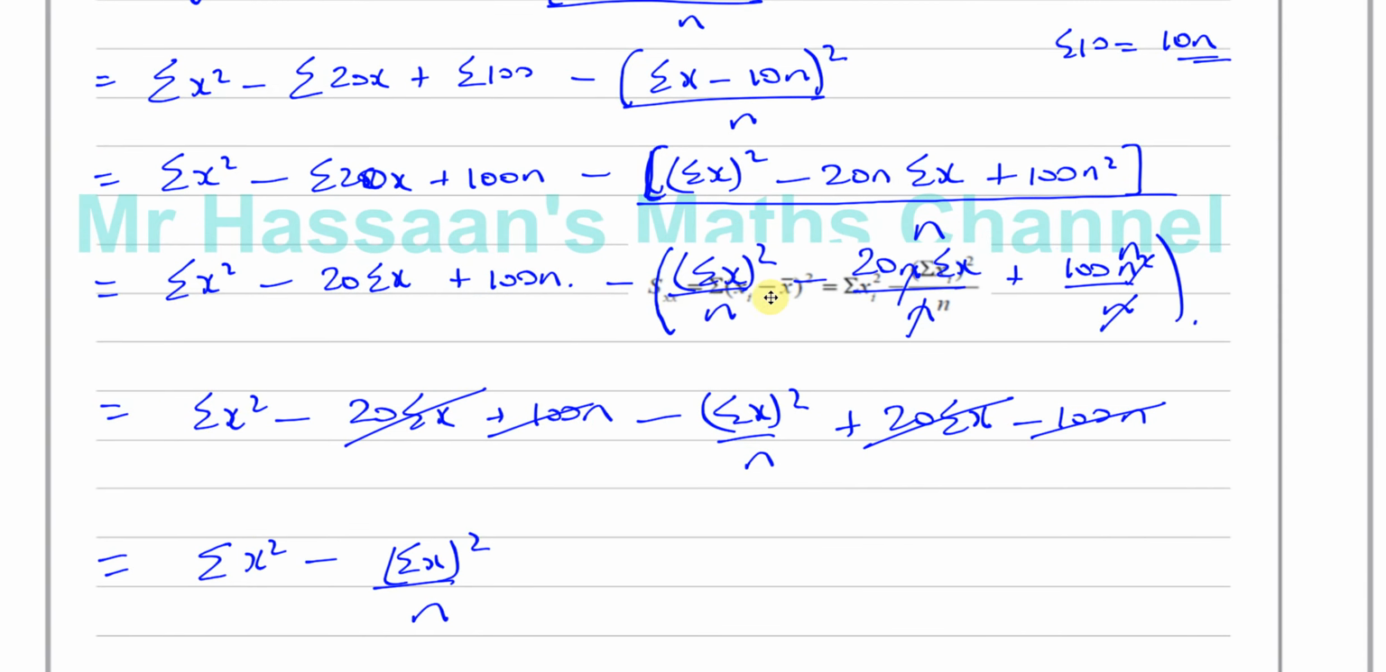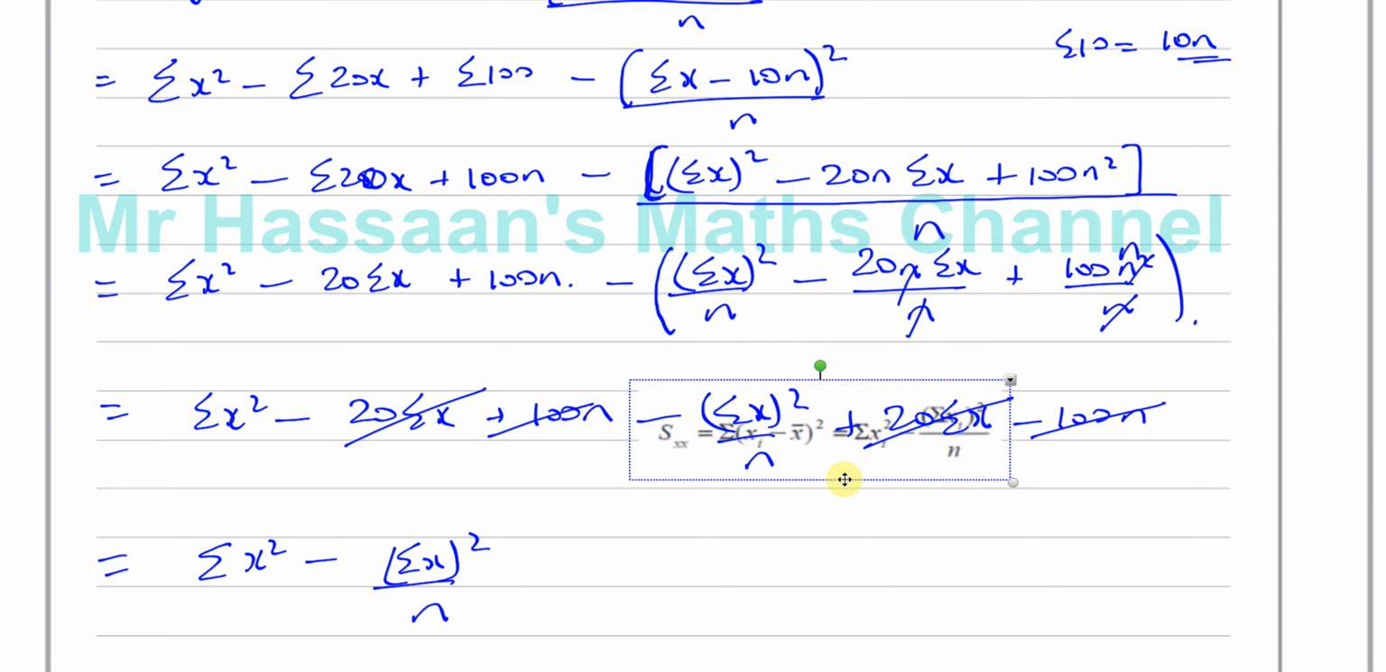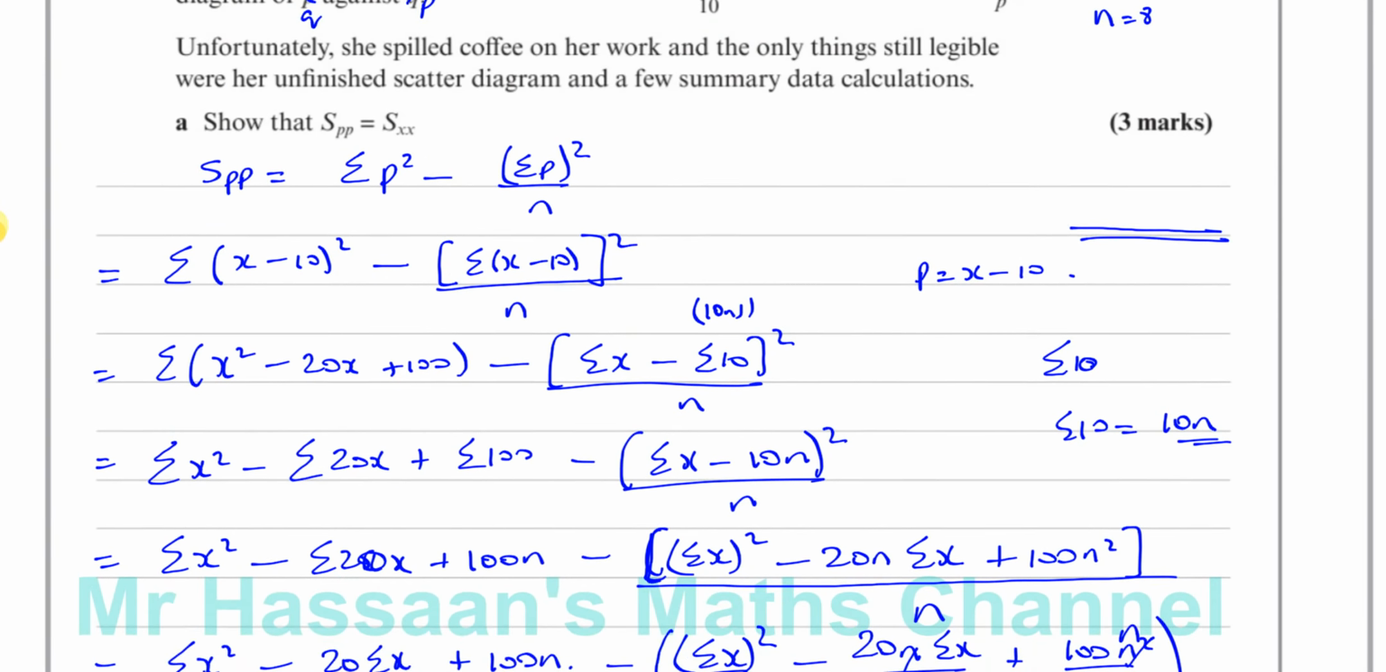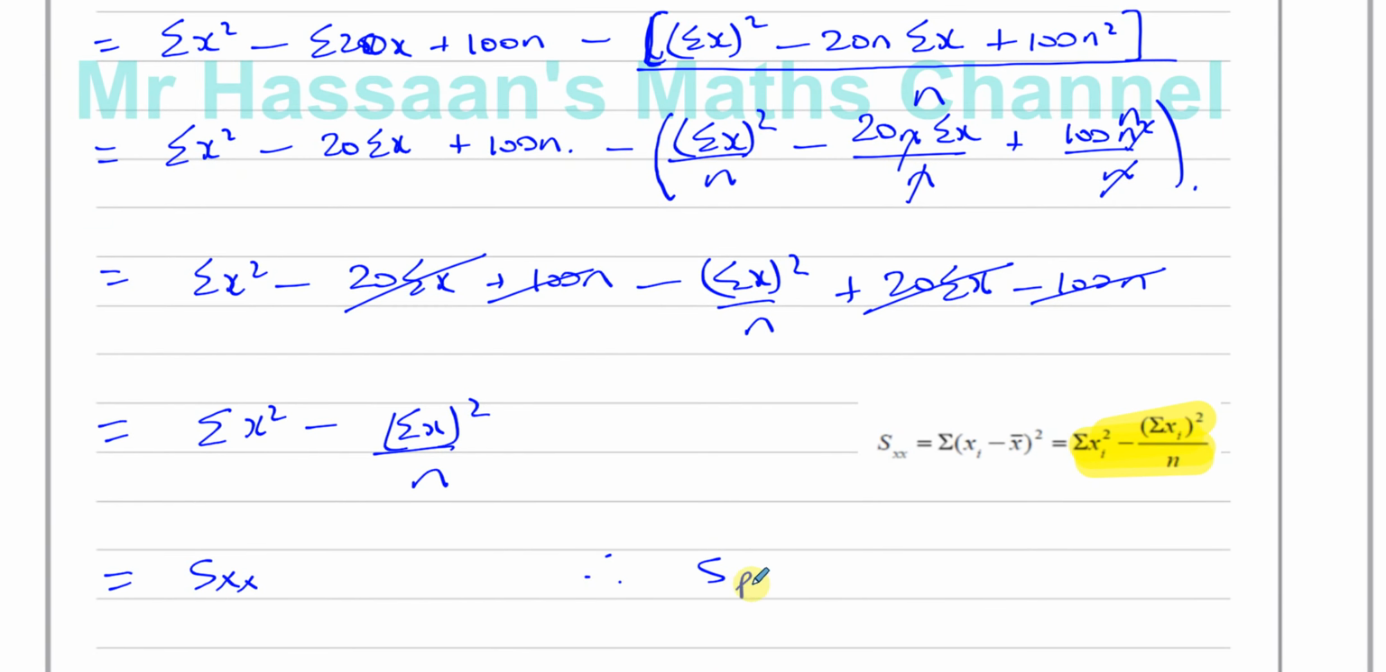Whoops. Taking the wrong thing down with me. That's better. Okay, so that is exactly what this is. If you look here, they're exactly the same thing. So we can therefore say, this is equal to Sxx. Therefore we started this with Spp, and we found we ended up with Sxx. So therefore Spp is equal to Sxx. So we've shown that very clearly in this question.